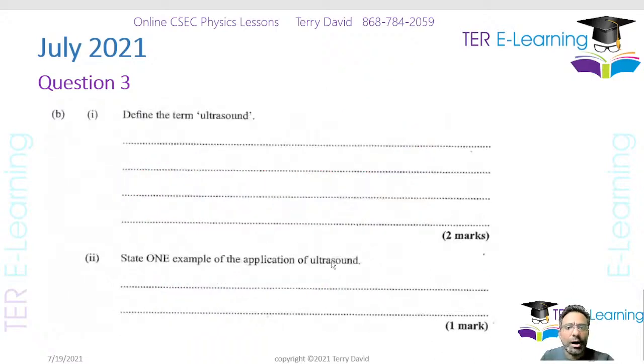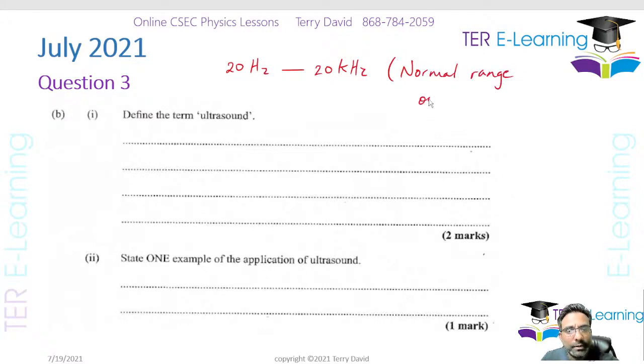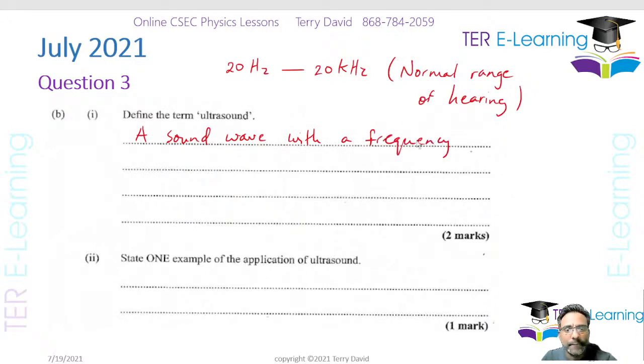Next part, define the term ultrasound. So remember, the normal human ear can hear between 20 hertz and 20 kilohertz. That's our normal range of hearing. You all would have seen this; it comes in the multiple choice. So it's 20 hertz to 20 kilohertz. Define what is meant by an ultrasound, and only 2 marks for this. A sound wave with a frequency greater than 20 kilohertz. That's it. That's all I want.